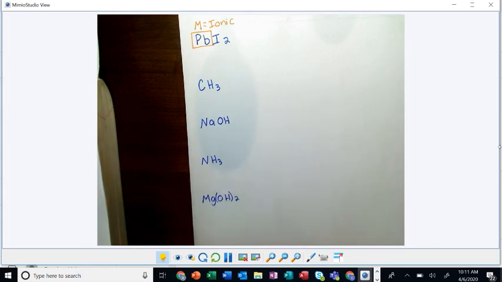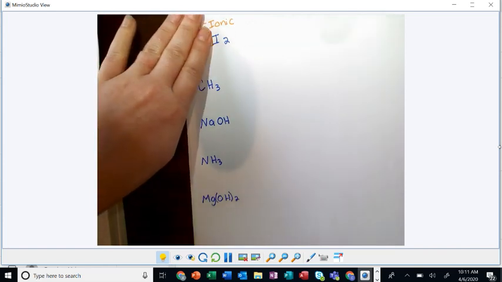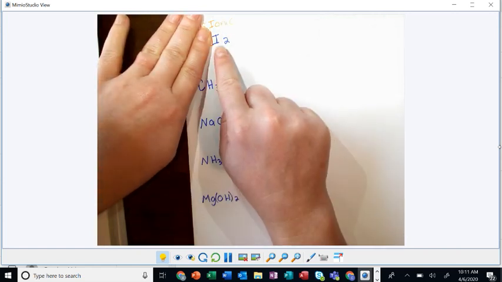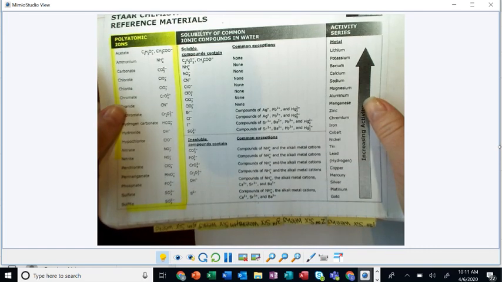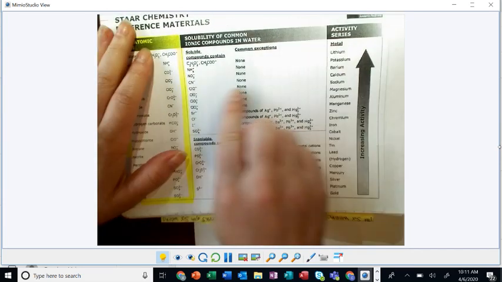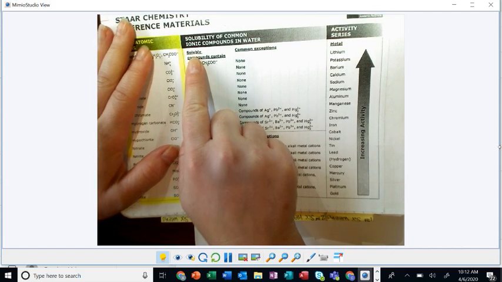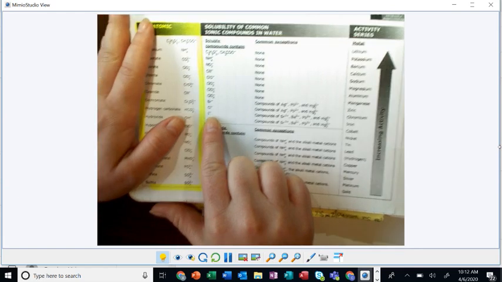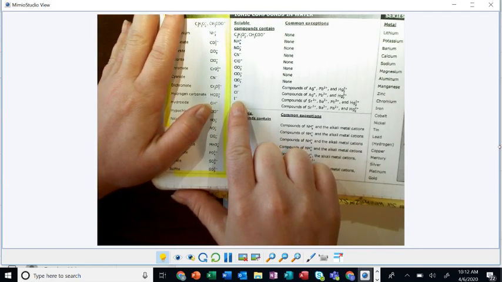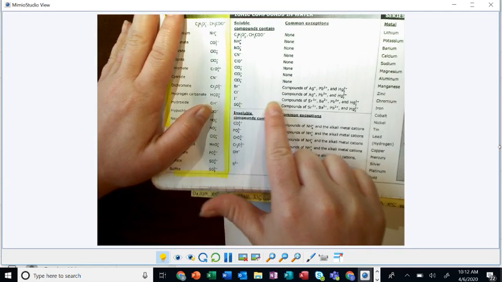If it is ionic, what we need to do is look at our solubility chart. That's our star chart. We're going to cover up the first boxed element, and we're looking for everything that's left over. I'm looking for I, not I2, just I, here on our solubility chart. So I'm going to come over here in the first column. I'm going to look for I. I find I right here. Then I'm going to go to the right and see if I find Pb.